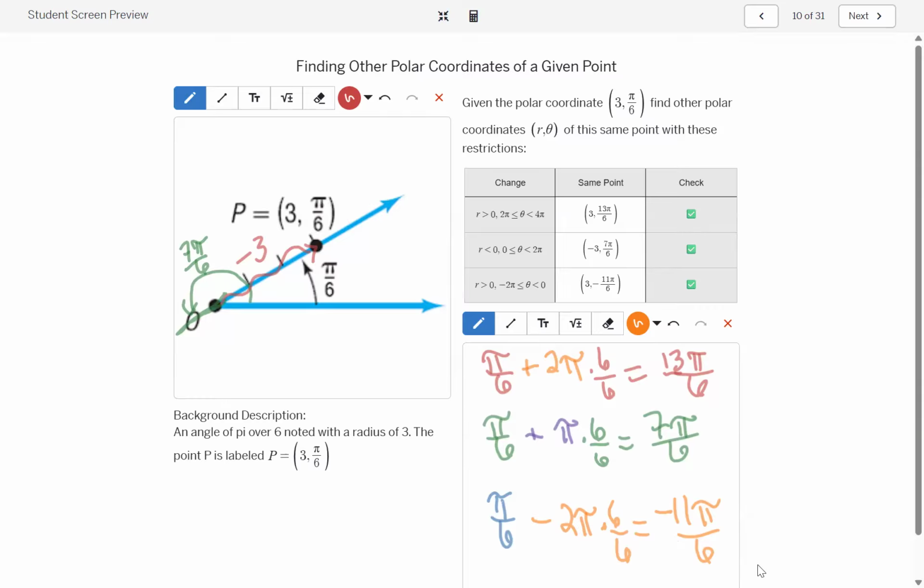So what is the first one you put? Pi over 6 plus 2 pi equals 13 pi over 6. What is the 4 pi there for? Or how does this relate to the equation under change?